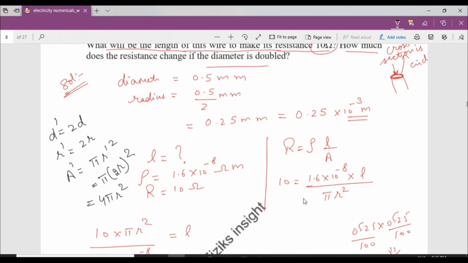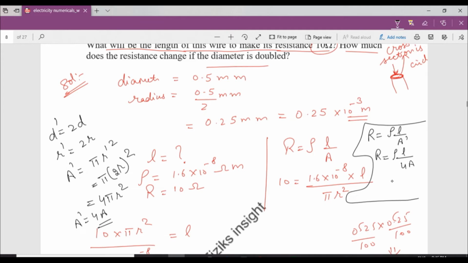Now if you apply this formula, R is equal to rho L upon A dash. So length remains as such. So we are not varying the length. Now how many times has the area changed? Now A dash becomes 4A. Okay. So it becomes 4A. Now rho L upon 4A, so this is the new resistance. So rho L upon A becomes old resistance. So it is R by 4.